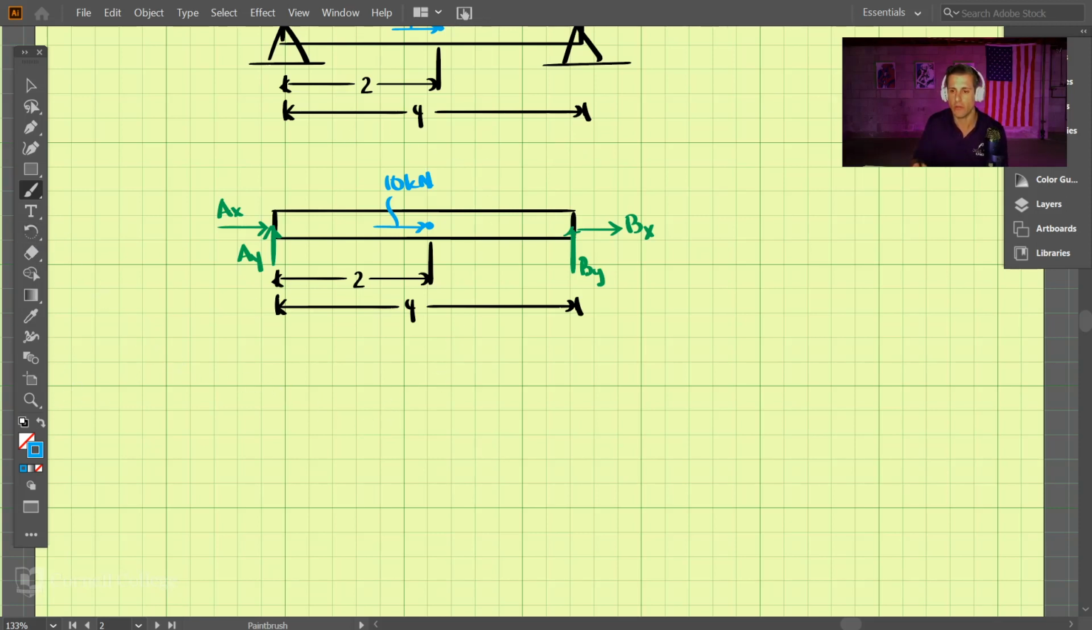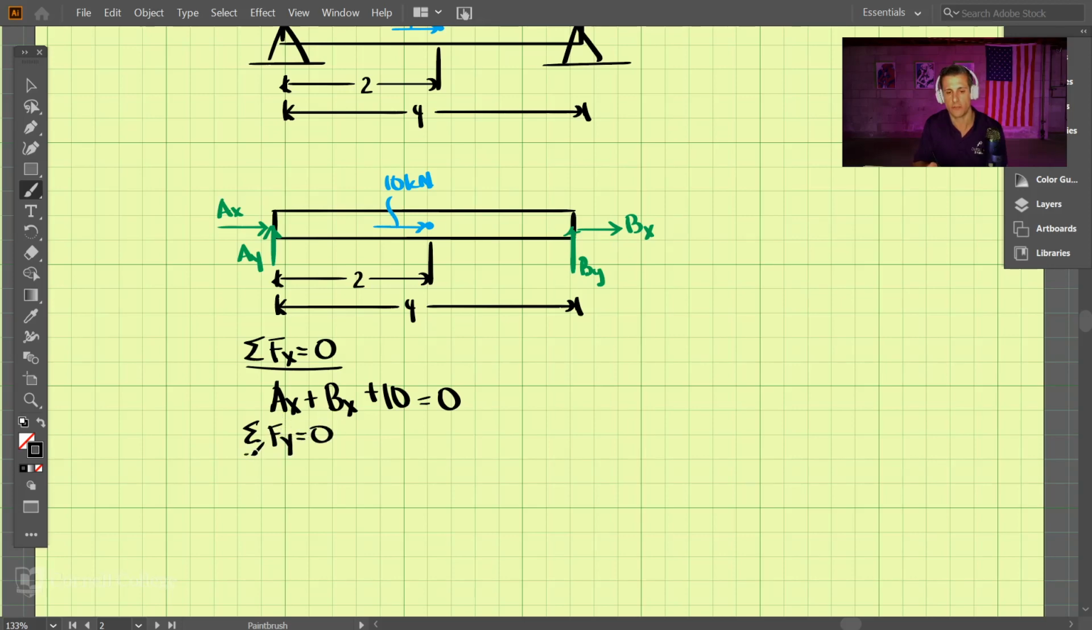All right, so now let's talk about writing the equations. Let's start off by the sum of the forces in the x direction and set those equal to 0 because we know that this is in static equilibrium. Okay, so we have AX plus BX plus 10 kilonewtons equals 0. There are two unknowns in this equation. We can't go any further with this equation, so let's do the sum of the forces in the y direction.